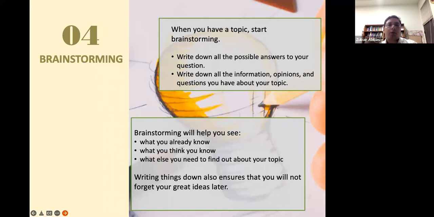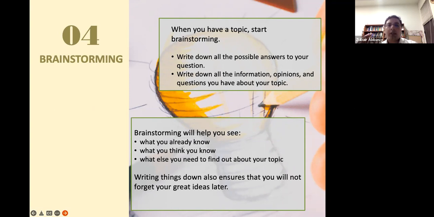And when you want to start writing, you may start from brainstorming. Brainstorming is really important. Write down what are the possible answers. Write down all the information you have, opinions, questions about a particular topic. And what would be the use of brainstorming? That you would know what you know, and you will think about the things that you don't know, and that will then prepare you to do further research.